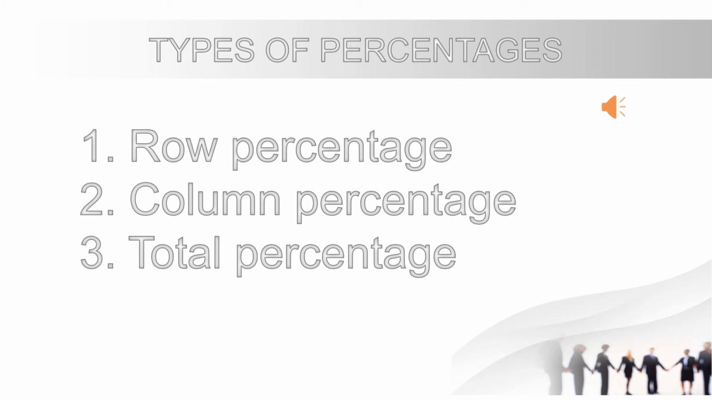So there are three types of percentage. Number one is the row percentage, number two is the column percentage, and number three is the total percentage. The row percentage is calculated from the total of all the subcategories of one variable that are displayed along a row in different columns, in relation to only one subcategory of the other variable.